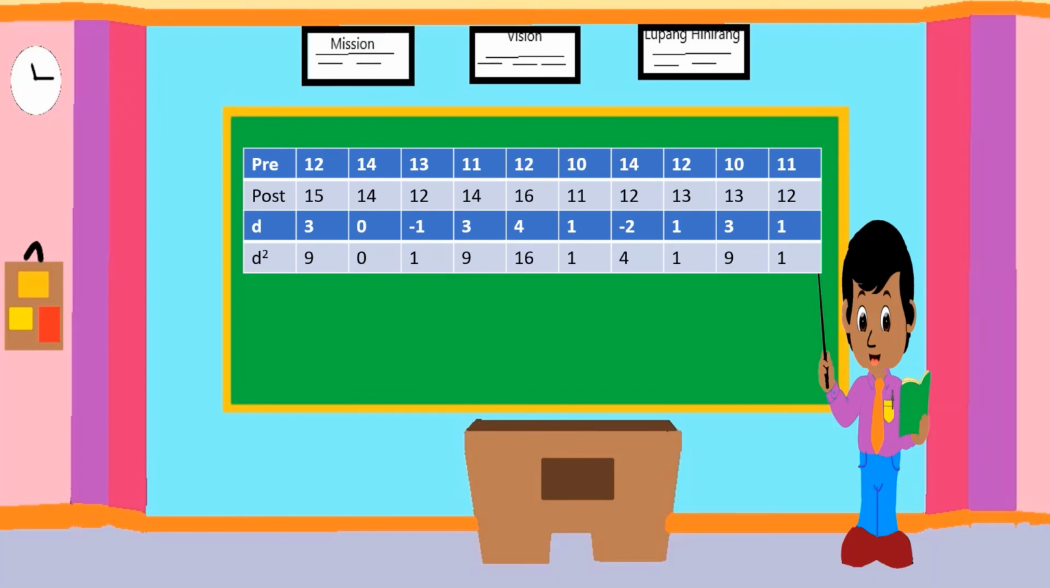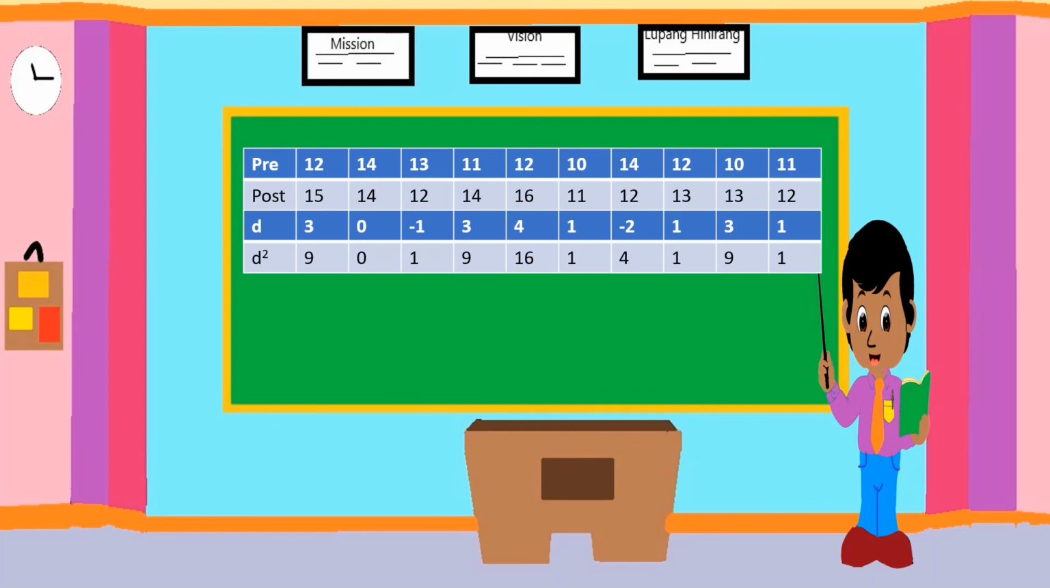So we have here the difference of 15 and 12 is 3, 14 and 14 is 0, 12 minus 13 is negative 1, 14 minus 11 is 3, 16 minus 12 is 4, 11 minus 10 is 1, 12 minus 14 is negative 2, and 13 minus 12 is 1, 13 minus 10 is 3, and 12 minus 11 is 1.